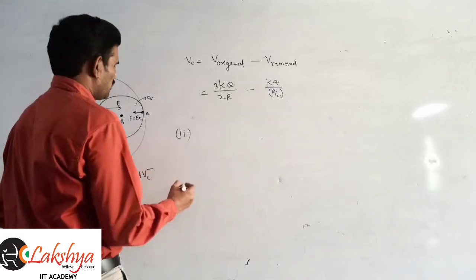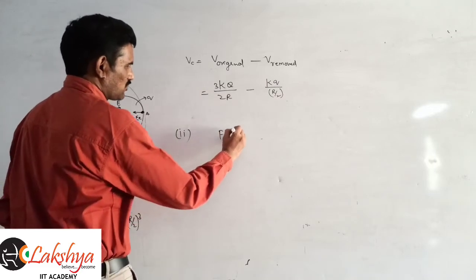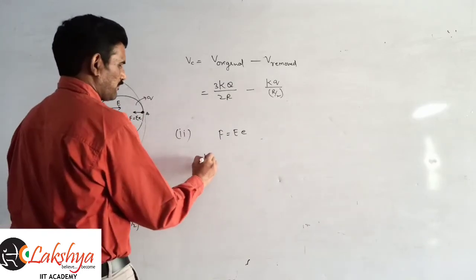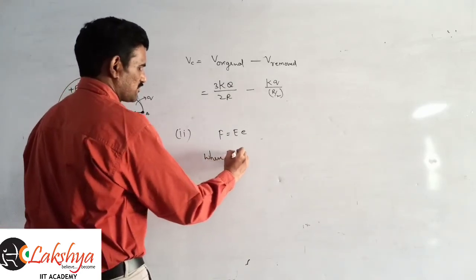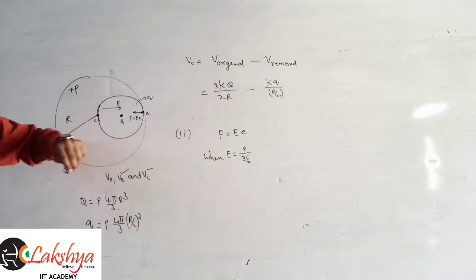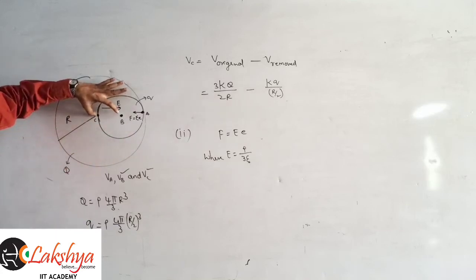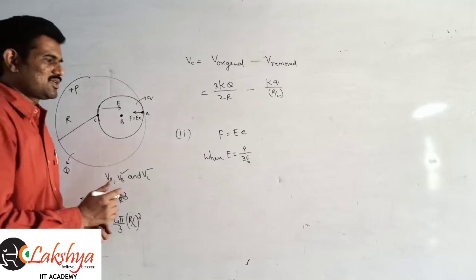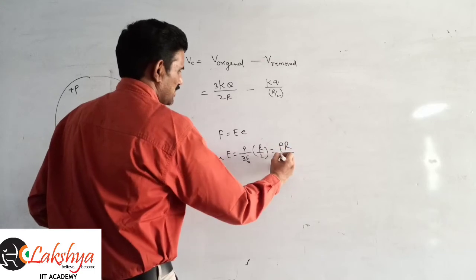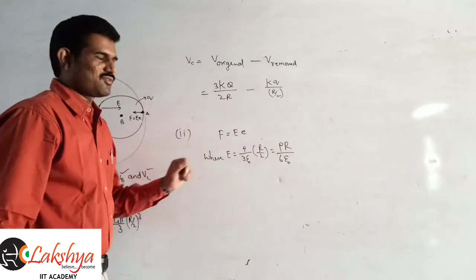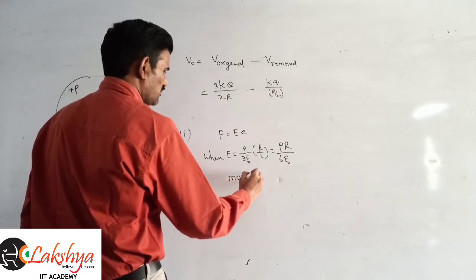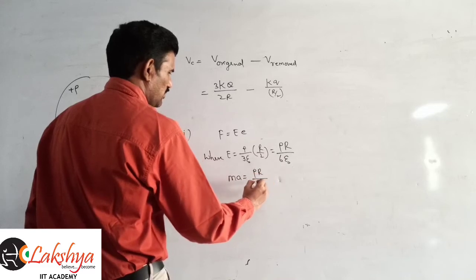So the force acting on the electron is eE, and the E value we already know, where the electric field inside the cavity is rho by 3 epsilon naught into C. Here C is nothing but the distance between the center of the cavity and the center of the sphere, which is r by 2. So it is rho r by 6 epsilon naught. Got it? This is the electric field. So substitute there. Therefore I can write ma equal to rho r by 6 epsilon naught into e.